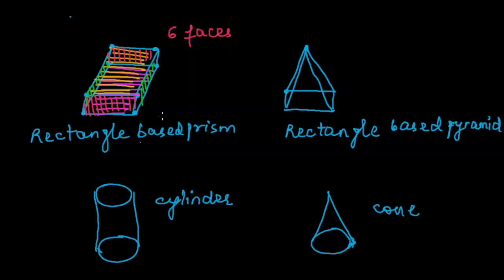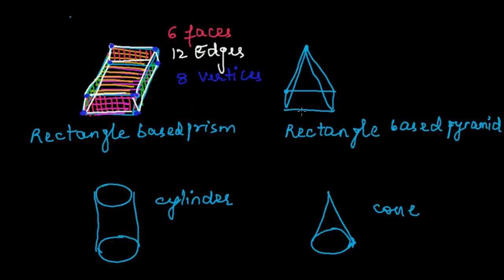Now what do you mean by edges? On a 3D shape, edges are basically sides of the shape. So 1, 2, 3, 4, 5, 6, 7, 8, 9, 10, 11, and 12. We have 12 edges. Next thing that can describe a 3D shape is called vertices. Vertices are just the corners. So we have 1, 2, 3, 4, 5, 6, 7, and 8 corners. So we have 8 vertices.